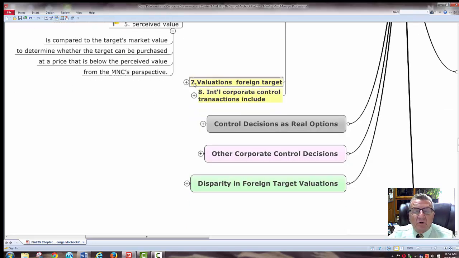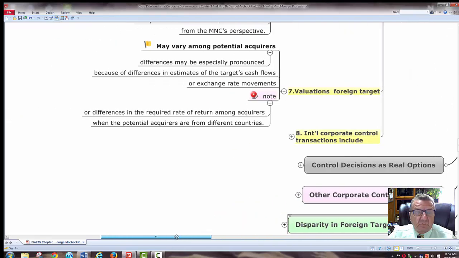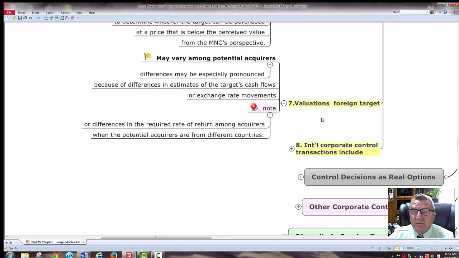Okay, valuations of foreign targets may vary among potential acquirers. Let me move this over so you can read it. Differences may be exceptionally pronounced because of differences in estimates of target cash flows or exchange rate movements, and here's a note, or differences in the required rate of return among the acquirers, when the potential acquirers are from different countries.